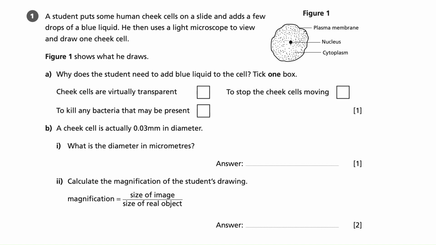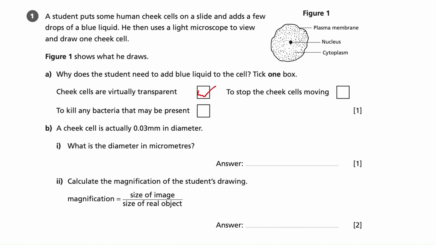Now, out of those, the most likely use of a blue liquid as a stain is to make sure we can actually visualize the cheek cell. As cheek cells are virtually transparent, we need that blue liquid to act as a stain. So ticking that answer awards us the 1 mark available.